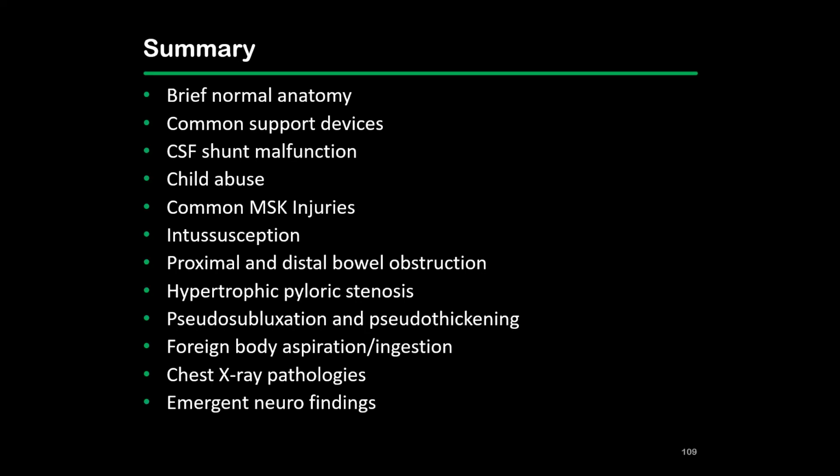So this was just a brief summary of what we did. We covered normal anatomy, support devices, specifically CSF shunt malfunction. We talked a little bit about child abuse, MSK injuries, intussusception, proximal and distal bowel obstructions, hypertrophic pyloric stenosis, pseudosubluxation and pseudothickening, foreign body ingestion, chest X-ray pathologies, and emergent neuro findings. Thank you all for going through the whirlwind. Are there any questions?